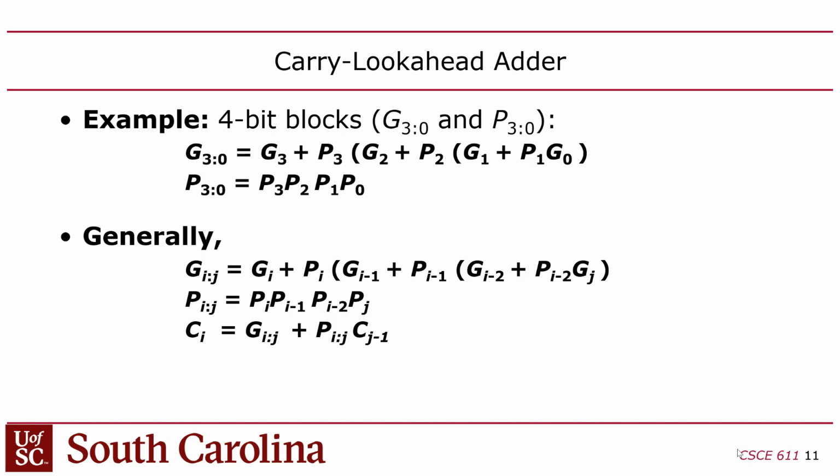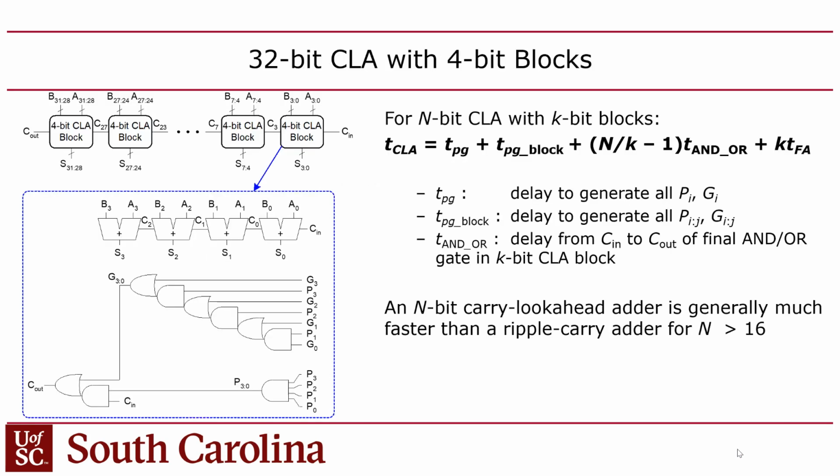Oh, sorry, I forgot that actually is not shown here. So the carry out is going to be the generate 3 down to 0, or the propagate 3 down to 0 and the carry in from the previous block. Okay, so the advantage here is that this carry in only has to go through 2 gate delays from one block to the next, right?